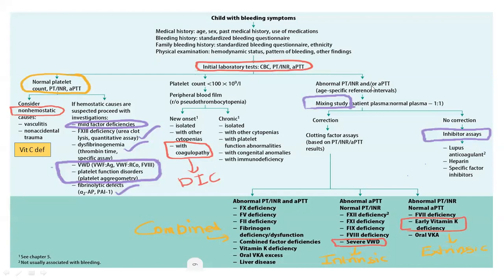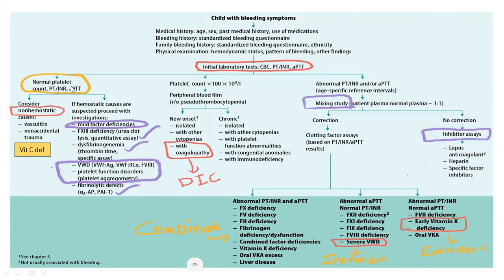And if you have abnormal PT or APTT or both, then you need to do a mixing study. Don't bypass this step. If you have correction with the mixing study, then you're dealing with factor deficiencies. If there is no correction, it is inhibitors. You need to go for lupus anticoagulant to look for other specific inhibitors. This is an entirely different thing, and we are not going to deal with that.